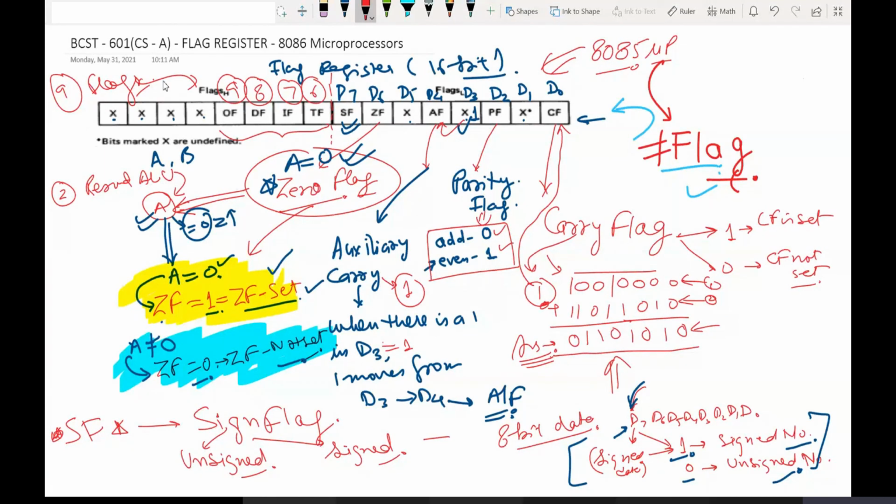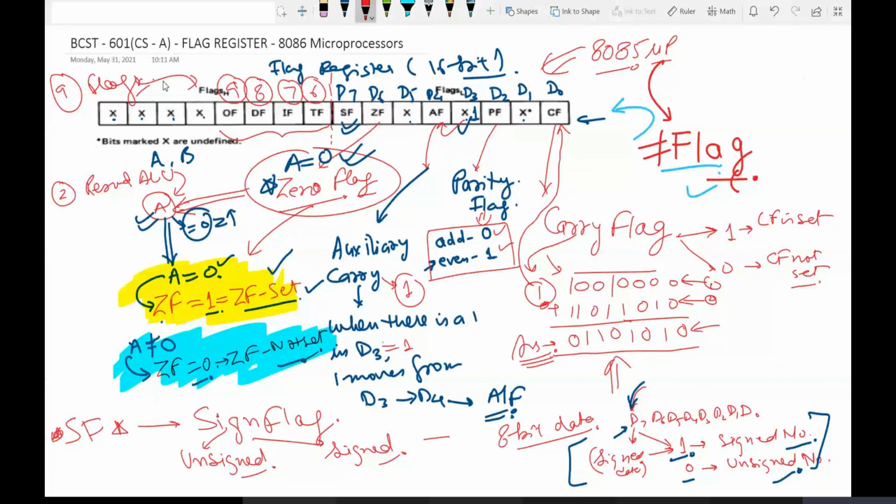And trust me, this particular topic is worth more than 10 to 15 marks. They can straightforwardly ask you to draw and explain the flag register of 8086. Flags will be used everywhere in the programming, everywhere in this subject. So put your maximum attention whenever we are talking about flags, like today and in the next class also.